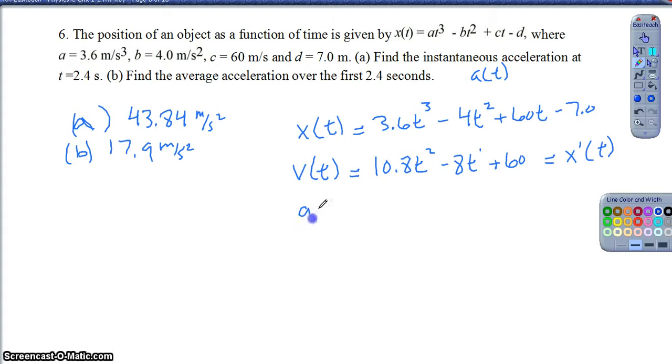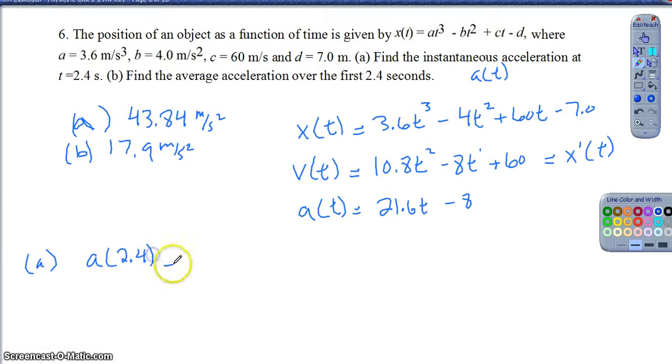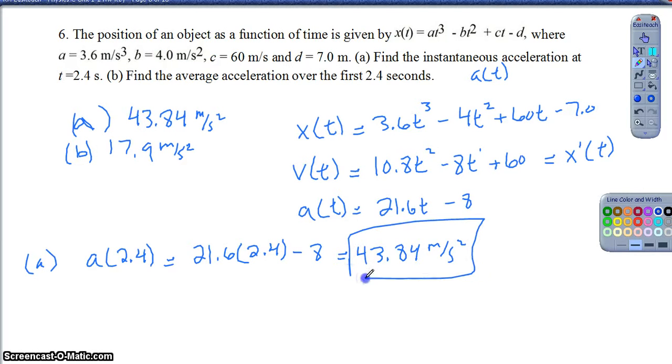Then the derivative of the velocity function is my acceleration function. So if I do the power rule one more time here, so 21.6t minus 8, and again t to the 0th power, and now my 60 has gone away. So for part A, if I want to find the instantaneous acceleration at 2.4 seconds, I simply take my acceleration function and plug in 2.4 seconds. So 21.6 times 2.4 minus 8, and that is where I got my 43.84 meters per second squared. Okay, so hopefully that part wasn't too bad, finding the instantaneous.